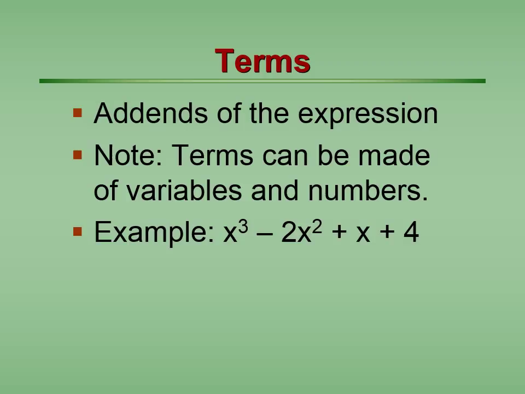So here's an example of different types of terms. You have x cubed, which is an example of a term with just a variable. You have negative 2x squared. Notice how I say the negative with the term because the subtraction was right before it. So negative 2x squared is an example of a term that has a combination of a number and a variable. Note that it's written with multiplication, so 2 times x squared. We have plus x, which is just a variable by itself, and then plus 4, the 4 is a term with just a number.